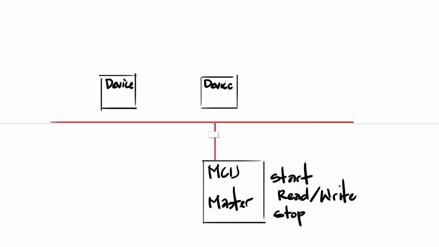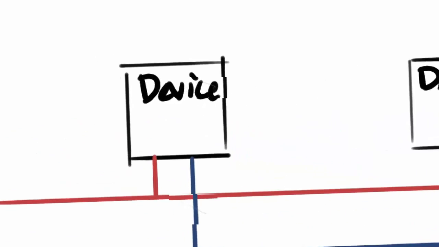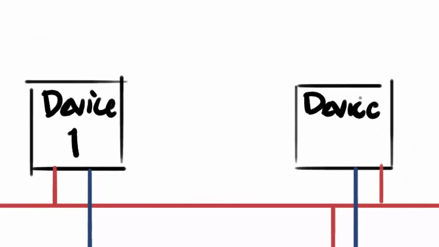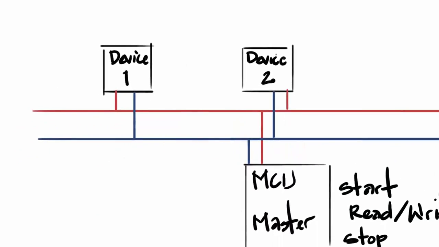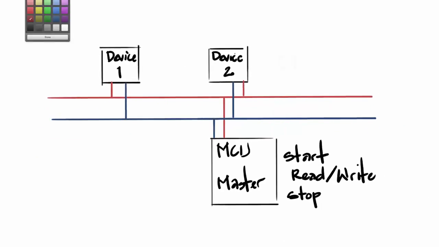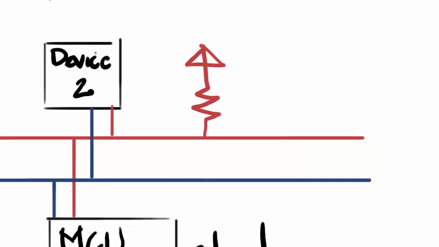I'll draw the SDA with a red line, and I'll draw the SCL with a blue line. And let's say that this device has an ID or an address of 1, and this one has an address of 2. In I2C, an address is the same thing as an ID. So when you're communicating to a device on the I2C line, you have to notify which device that you want to speak to. We can't forget the resistors. We want to make sure we put those in there.